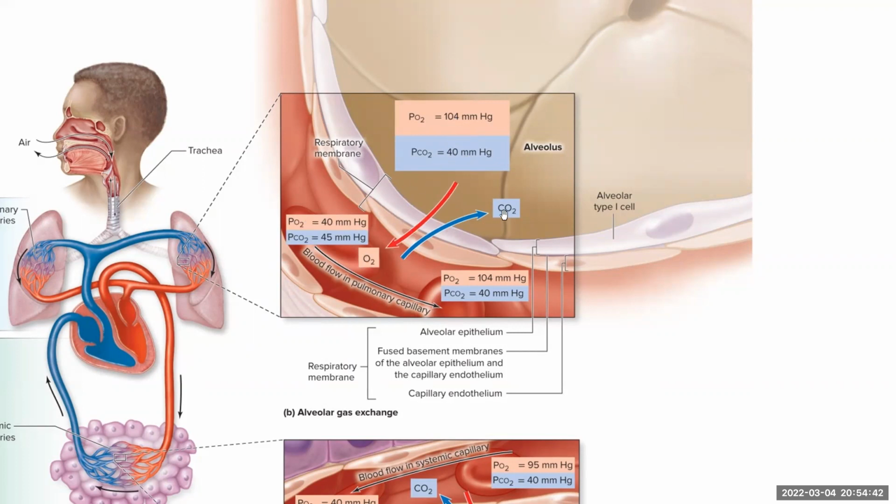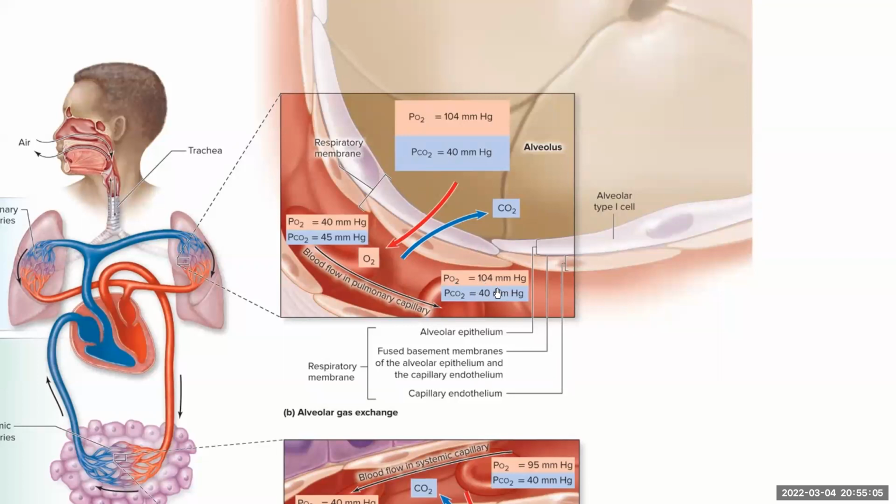Vice versa for carbon dioxide. Carbon dioxide has a partial pressure in the pulmonary capillary of 45 millimeters of mercury, but in the alveoli, it has 40 millimeters of mercury. Greater here, less here. Follow the blue arrow. Carbon dioxide goes down its pressure gradient and goes into the lungs.